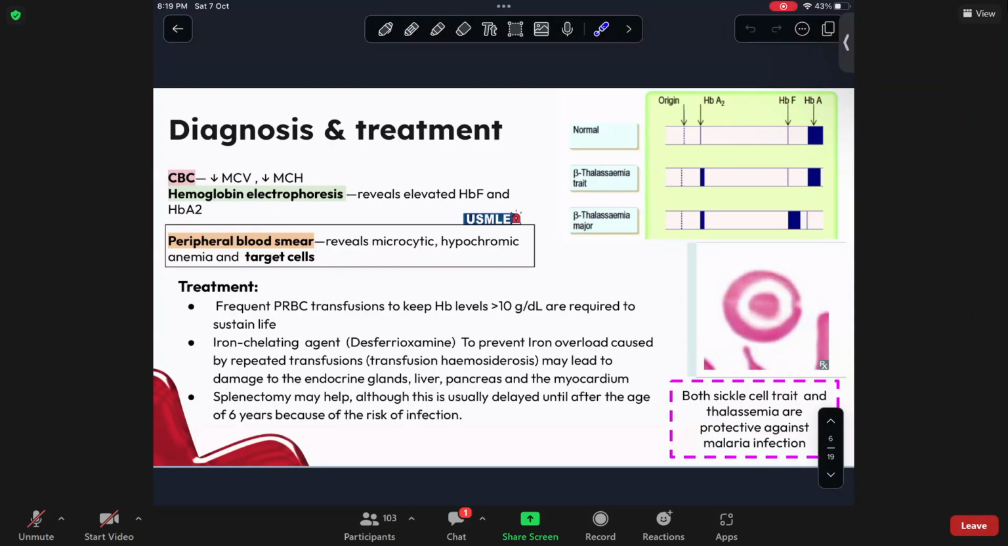And we have also another option, which is splenectomy, because when we remove the spleen, we can reduce the destruction of RBCs and relieve some of the patient's symptoms and signs. But this should usually be delayed until the age of 6 years because of the risk of infection, because the spleen is important in immunity. This is an interesting fact: both sickle cell trait and thalassemia, mainly beta thalassemia, are protective against malaria infections, especially Plasmodium falciparum.